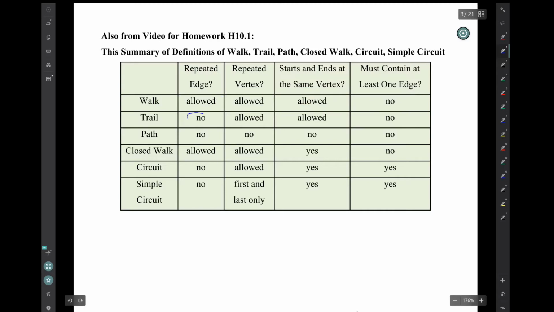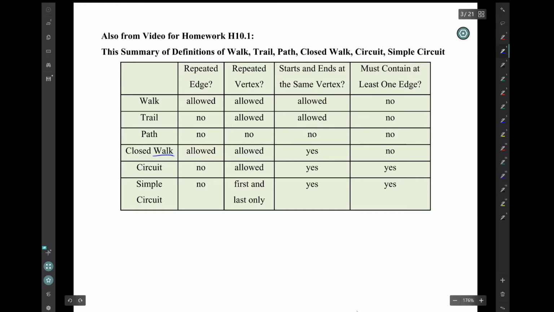A trail is not allowed to have any repeated edges. That's the big difference between a trail and a walk. A path is also not allowed to have any repeated vertices and cannot start and end at the same vertex because, again, that would be a repeated vertex. So the difference between a path and a trail is no repeated vertices, including not being allowed to start and end at the same vertex.